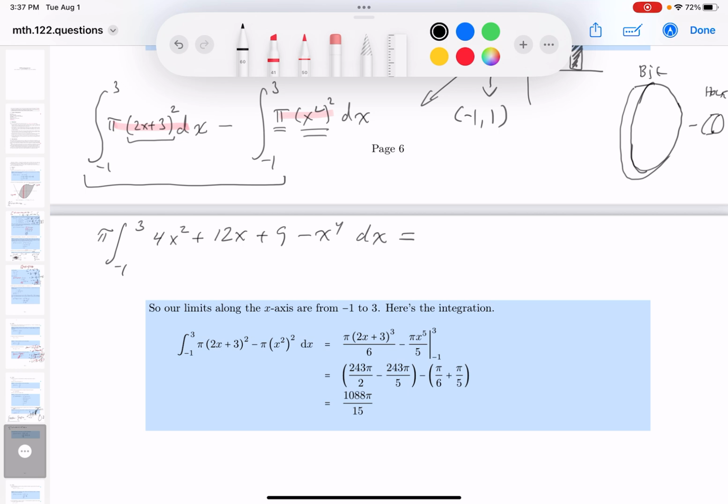By the way, I know it's going to look a little different than the work down here. Don't worry about that. All right? What do you get? Pi times 4x squared is going to be 4x cubed over 3, plus 12x squared over 2, so 6x squared, plus 9x, minus x to the 5th over 5. The limits of integration go from minus 1 to 3.